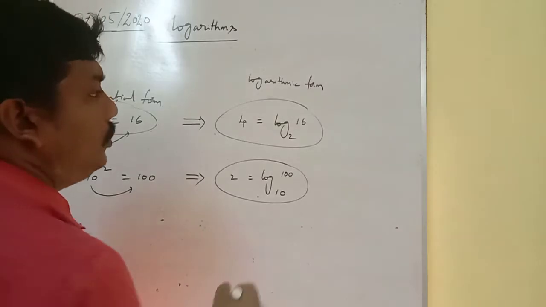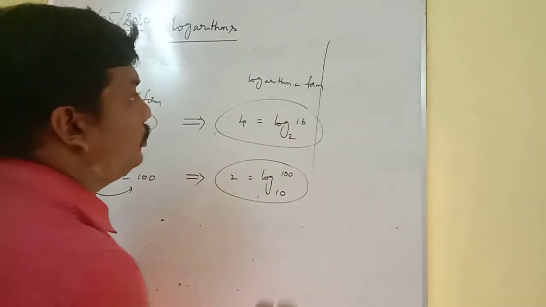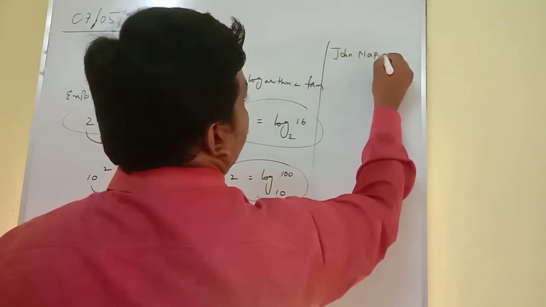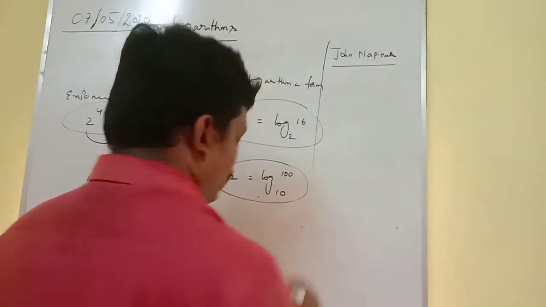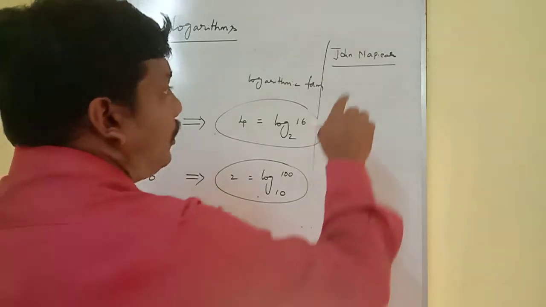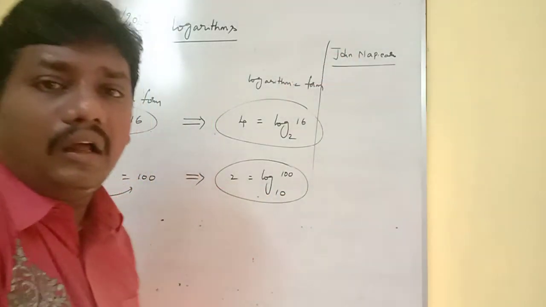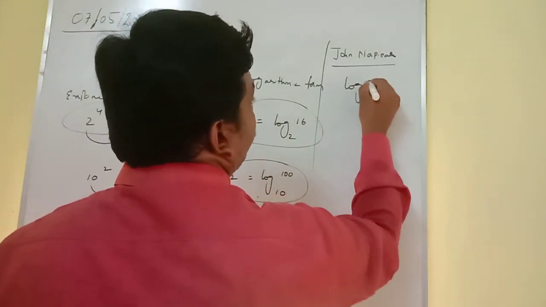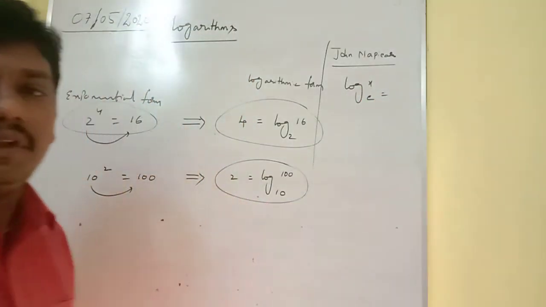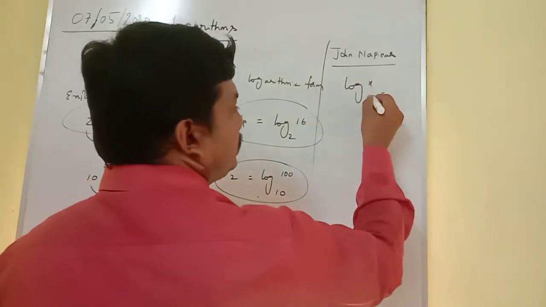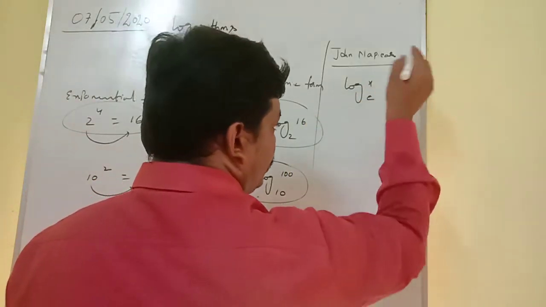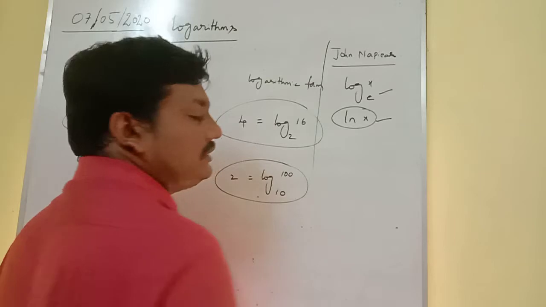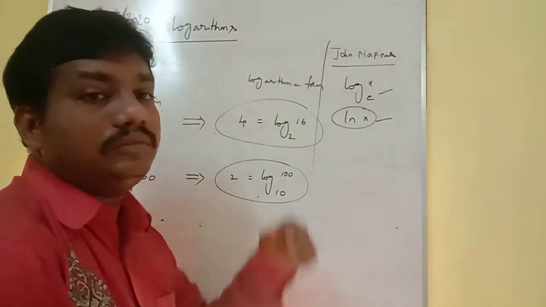Now, who introduced this logarithm? Logarithm was introduced by John Napier. John Napier introduced logarithms which are calculated to base e, that is, logarithm of any value to the base e. Generally we write it as ln x. Logarithm of x to the base e and ln x are both the same.